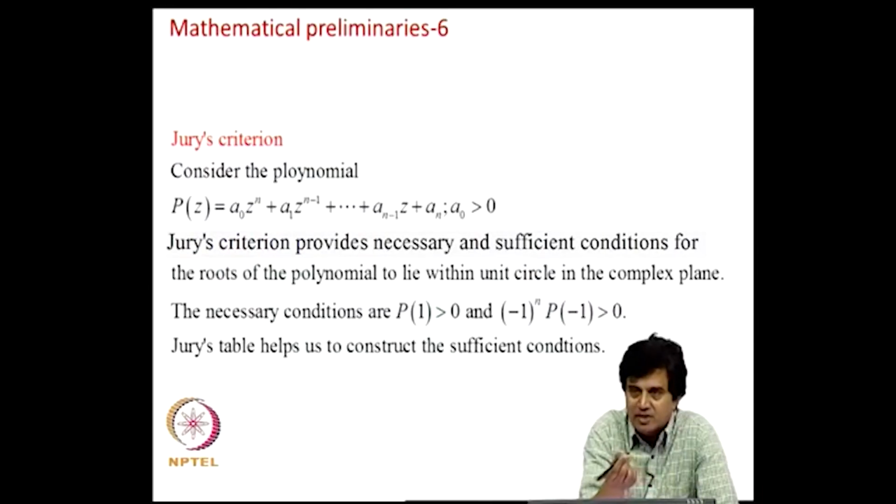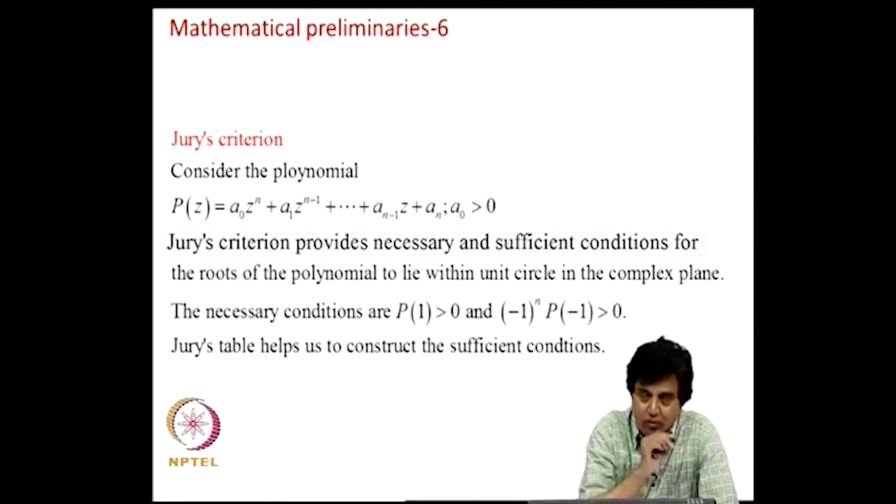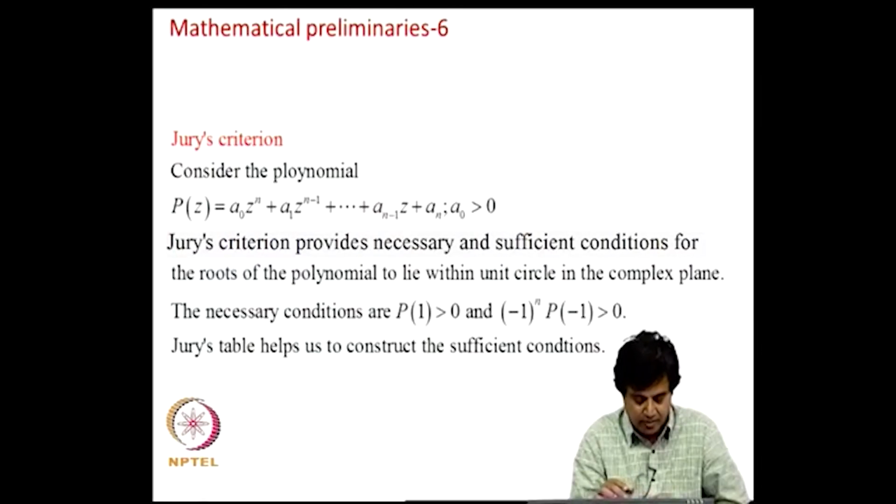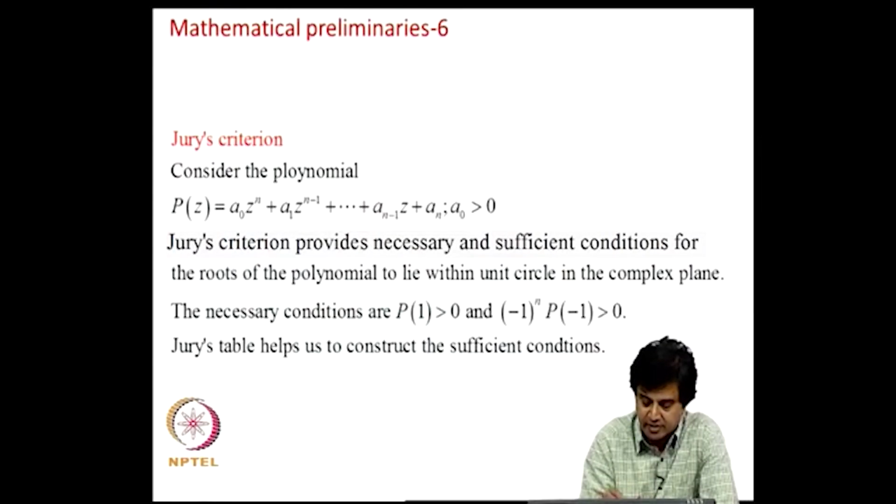We are simply asking whether the magnitude of the spectral radius, the magnitude of the highest eigenvalue, is less than 1 or not. To answer that question, there is a simpler strategy which avoids the actual determination of eigenvalues, and that strategy uses what is known as Jury's criterion. To illustrate that, we will consider the polynomial p of z as a naught z to the power of n, a1 z to the power of n minus 1, and so on, where a naught is greater than 0.